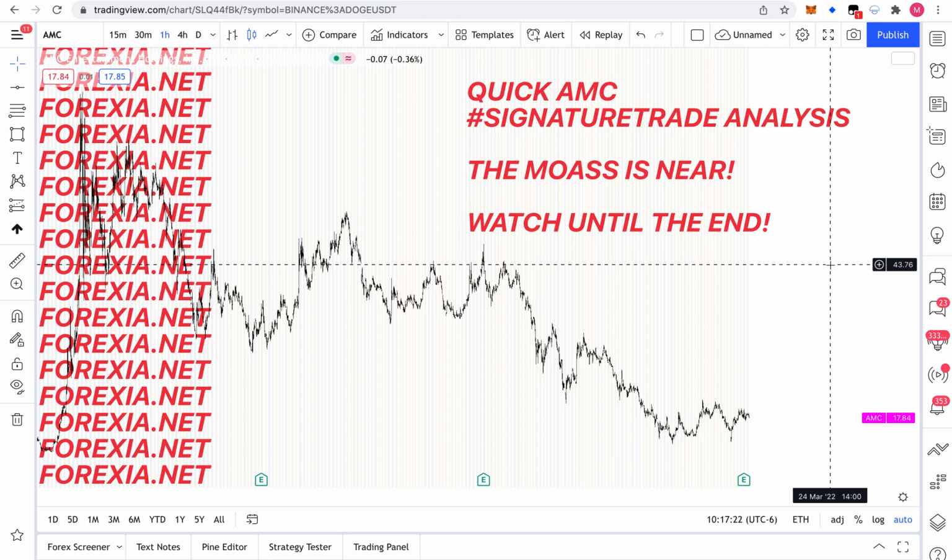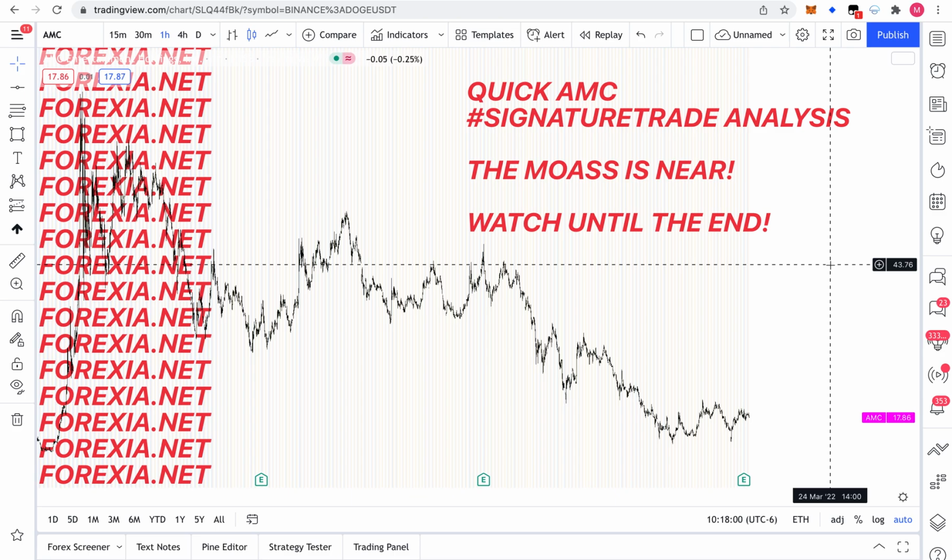So for anybody that knows, what happens right after the signature trade is a massive, massive reversal every single time. That's what the signature trade is about. The signature trade is a reversal pattern, and it's so easy to see and to use and to elaborate on your charts. So that's exactly what I'm going to do right now. The MOAS is near, you guys. The MOAS is getting closer and closer by the day.